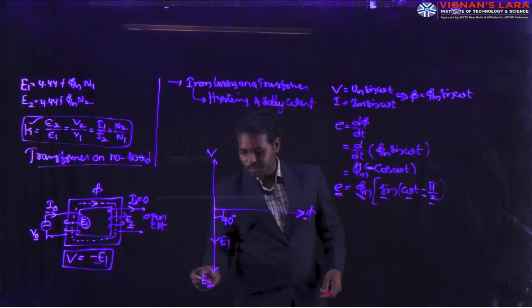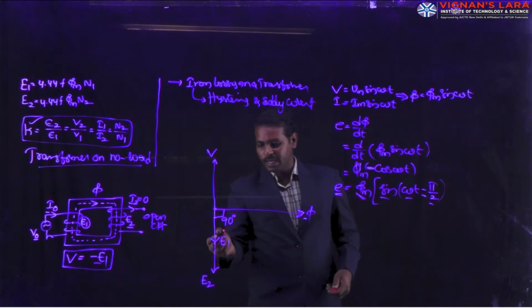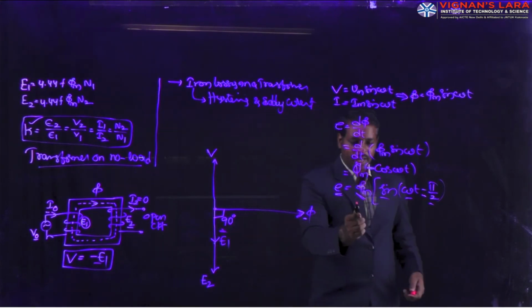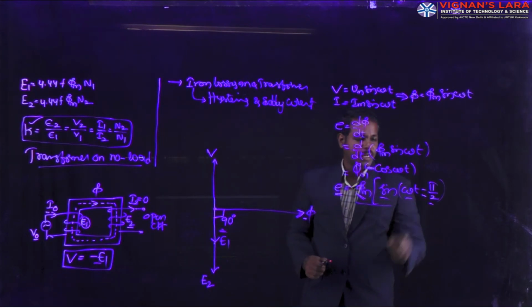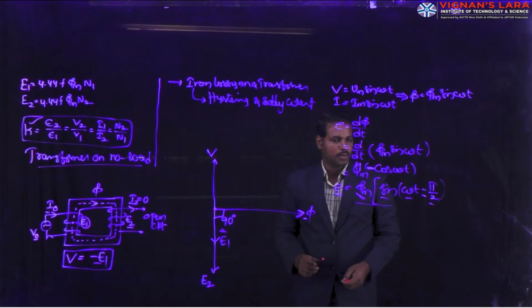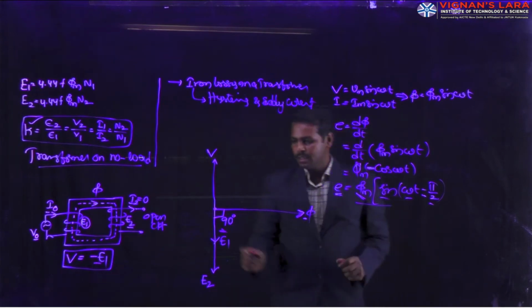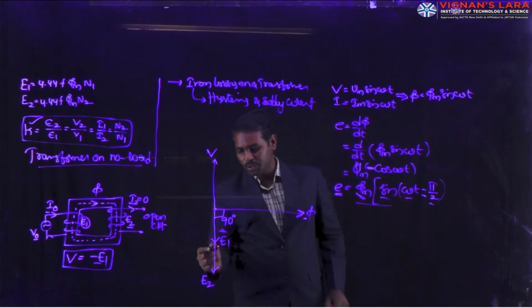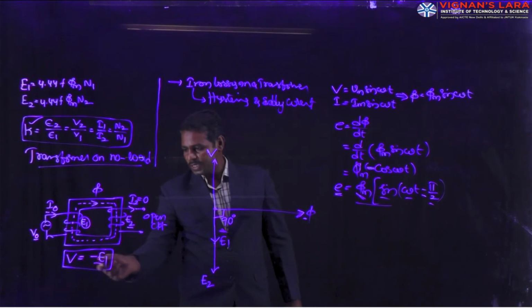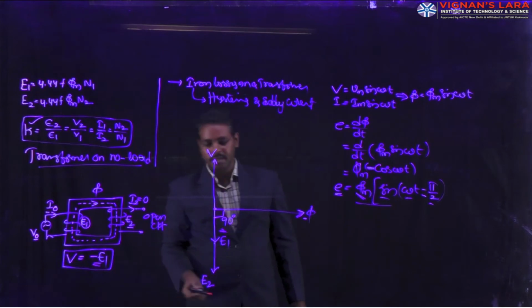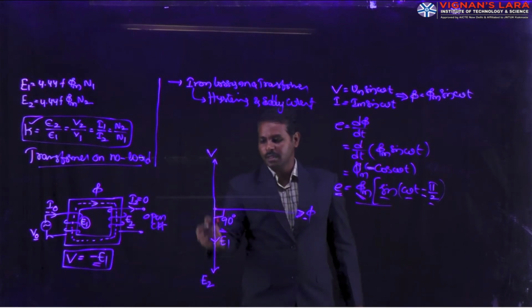So the induced EMFs always lag the flux by an angle of 90 degrees, which is given by this statement: E is equal to phi m into sin of omega t minus 90 degrees. Another one is V is equal to minus E1, which is to be placed in this.